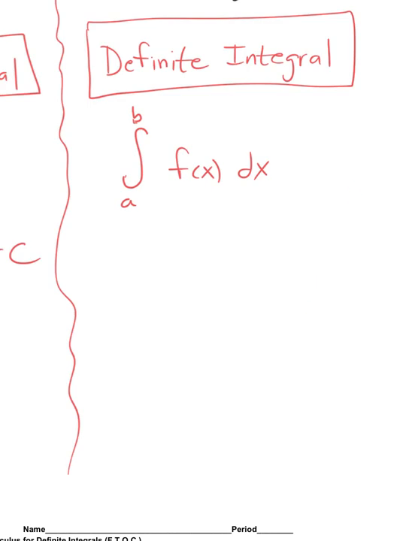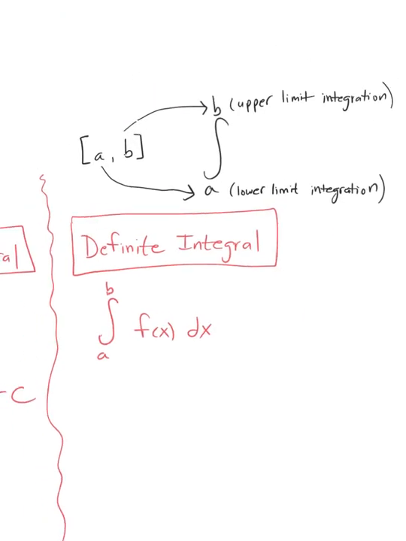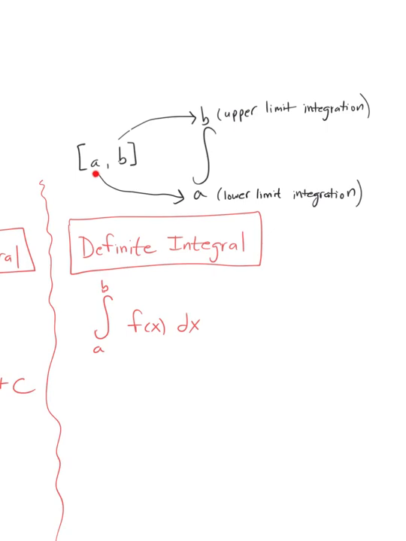Your left endpoint, from A to B, goes on the bottom of the elongated S. That is called the lower limit of integration. And your right endpoint goes at the top of your elongated S. And that is called the upper limit of integration.